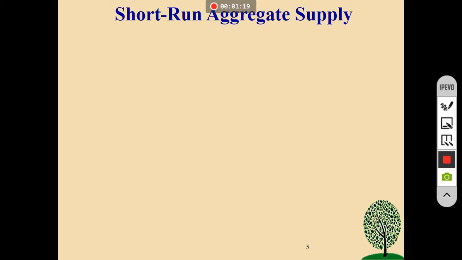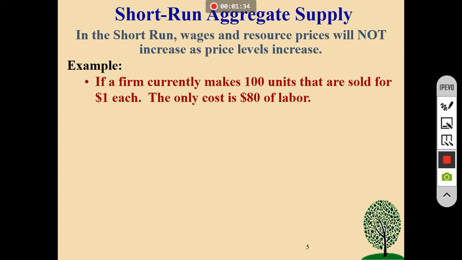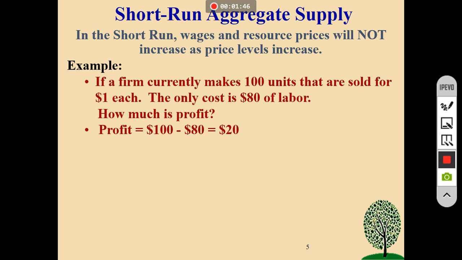So let's talk short run first. In the short run, wages and prices will not increase as price level increases, okay? So they don't change. This functions pretty much like a standard supply curve does. So if a firm currently makes 100 units and they're sold for $1 each, their only cost is $80 to pay their workers. So that means their revenue is $100 total, right? Because they're selling 100 units at $1 each. That's how much money they made, minus the $80 to pay their workers. They made $20 in profit.